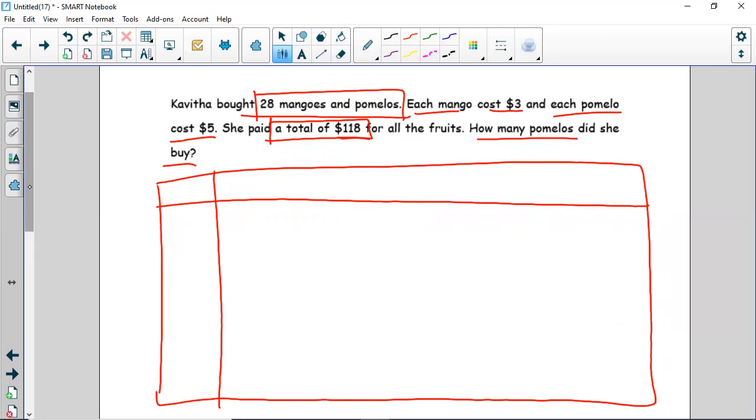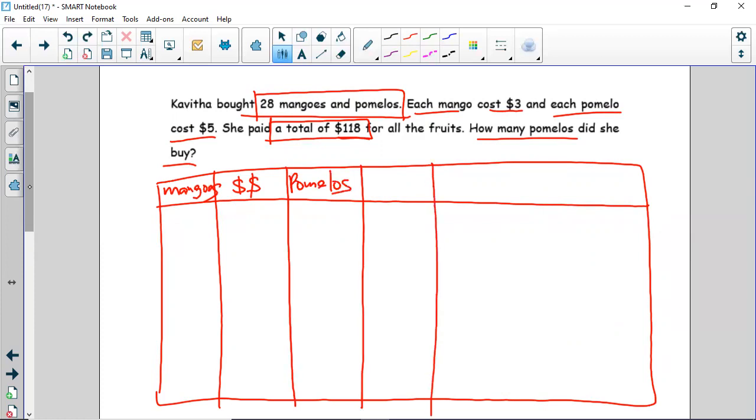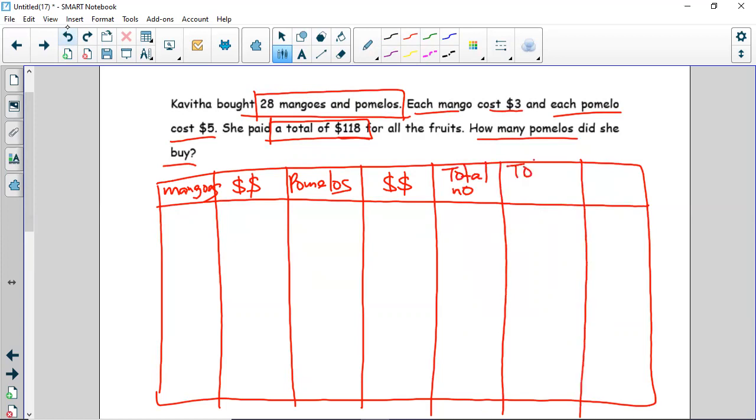Like for example, we cut the first column and label it mangoes. How many mangoes? Then we cut another column because we need one more: how much are the mangoes? Then we cut one more column, which is the pomelos, and how much are the pomelos? And then there are two important columns that we must have, which are the total number of fruits and the total amount of money. And the last column is your yes and no, tick and cross.